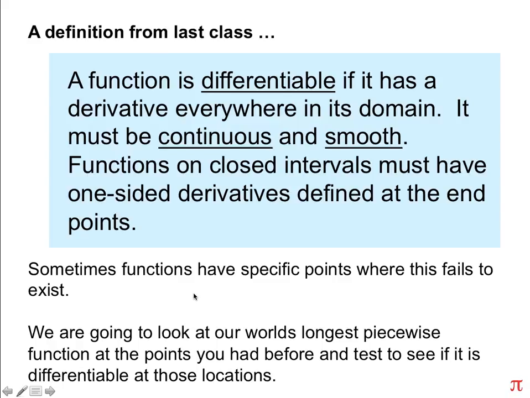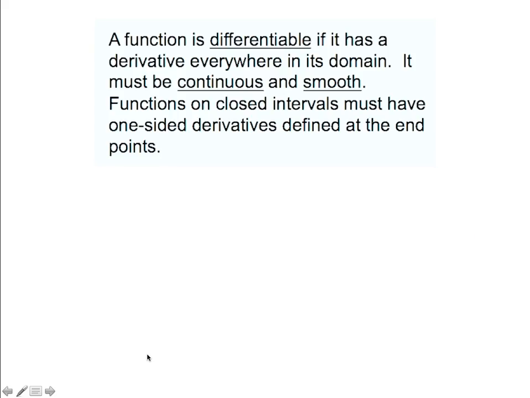Sometimes, as we look at this definition of derivative, functions have specific points where it fails to exist. Sometimes a function will have a jump, or a hole, or an asymptote, or a cusp, or a corner, and that's when the derivative fails to exist. So we're going to go back to our world's longest piecewise function that we put up in class, and look at those situations.